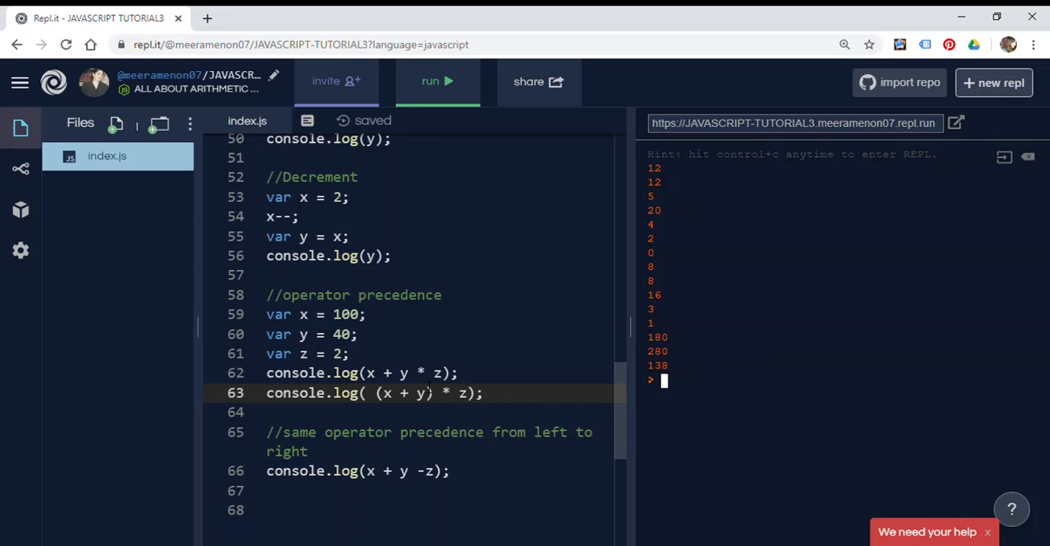Okay, so there are other operators as well in JavaScript, which I'll be covering in the next tutorial.